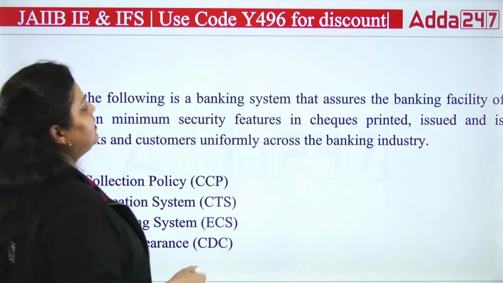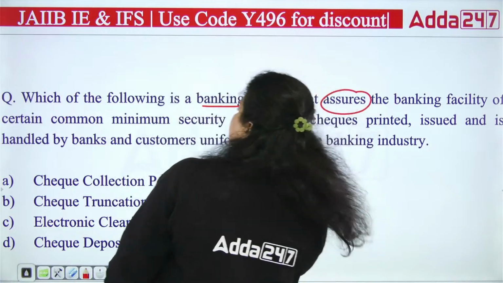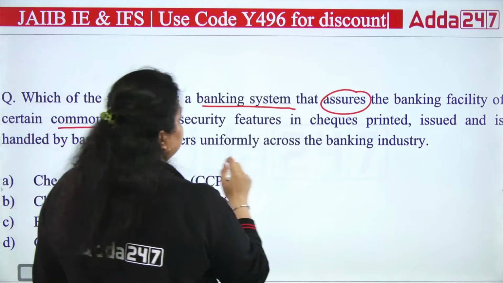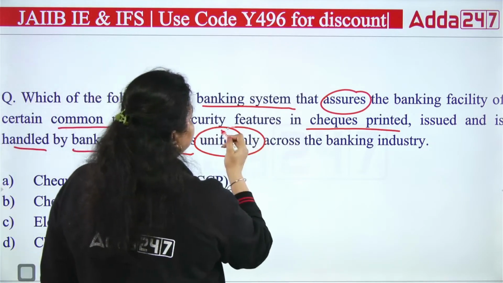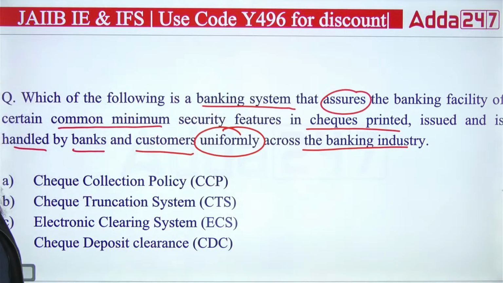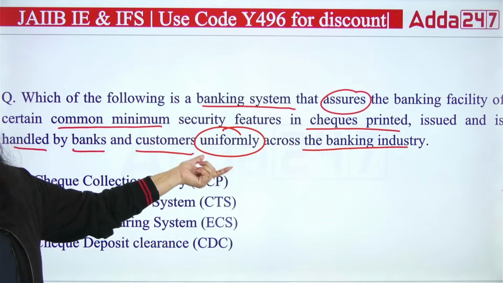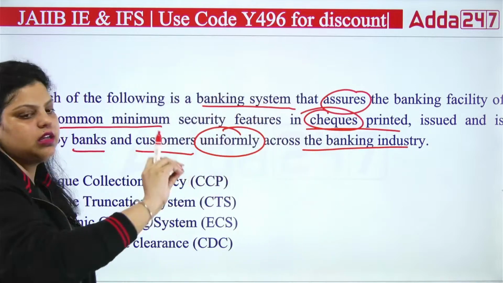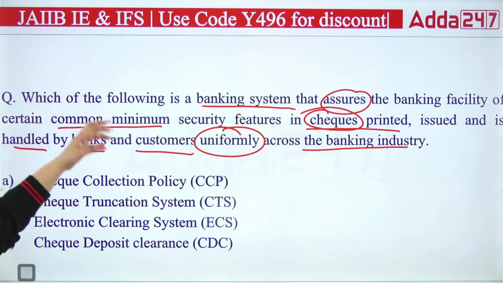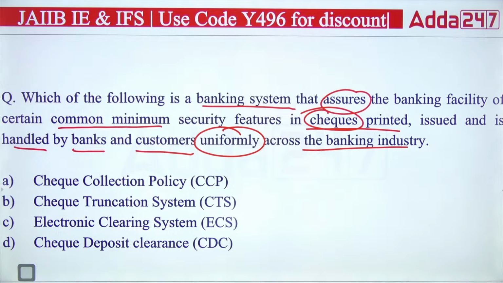Which of the following is a banking system that assures the banking facility of certain common minimum security features in checks printed, issued, and handled by banks and customers uniformly across the banking industry? So the question is asking, out of these four, which is the banking system that assures certain common minimum security features in checks? Okay, in checks there are certain minimum security features. Which of the following systems is it?